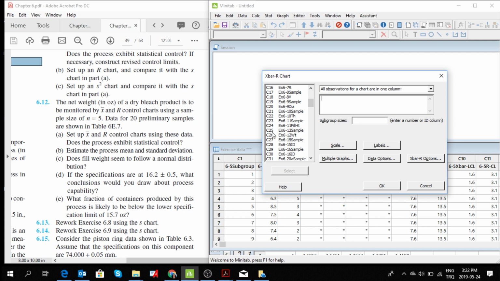Question 12 is here. As you look here, C25 and C26: the sample 1 and this weight 1. Sample 1 is just numbers, for example subgroup 1, subgroup 2, subgroup 3, etc. These are the real data. Okay, so I'm going to click on that. Subgroup size is 5, so I'm going to write 5 in here. I'm going to click OK.